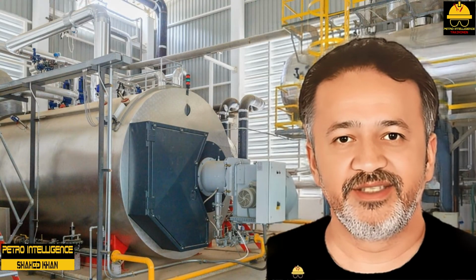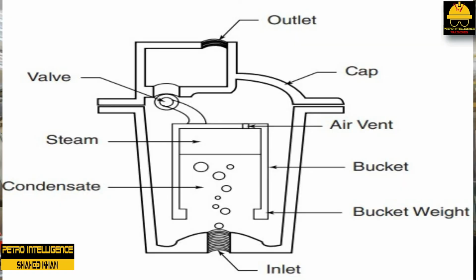The inverted bucket steam trap shown in the picture is a simple mechanical device used to remove condensate from steam and return it to a condensate header. The condensate header runs back to the boiler, where clean condensate is converted to steam. Inverted bucket traps can handle condensate, air, and other non-condensable gases such as nitrogen and oxygen.